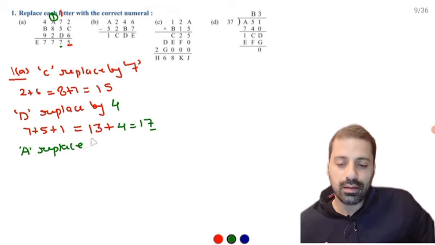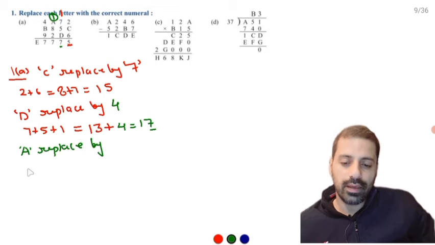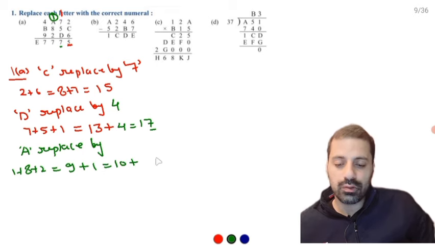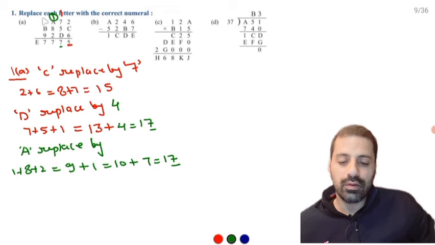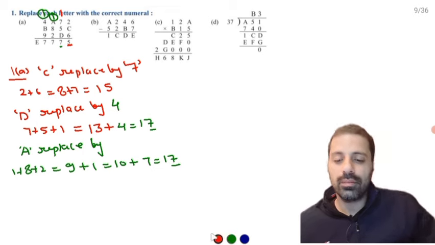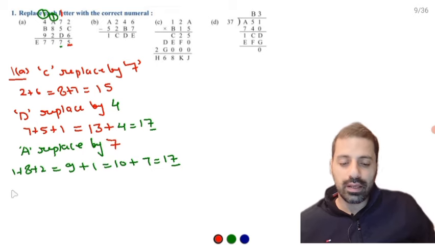A replaced by. So we have here 8 plus 2, that will be 10, and one more plus 1 is also there, so that is 11. What should I have to add so that the unit digit is 7? 7, that will be 17. 17, the 7 stays and 1 again carry forward. So A replaced by here 7. So this is the way we have to find our answers.